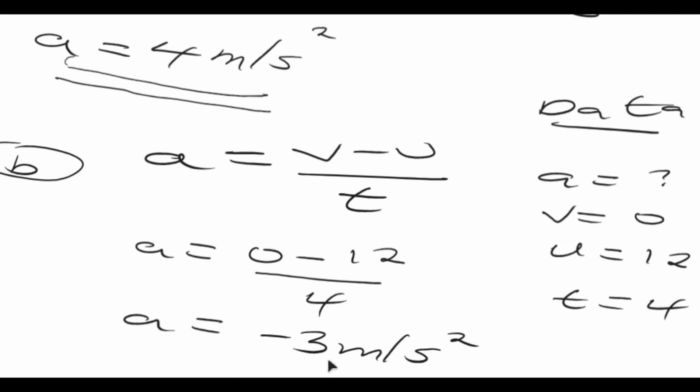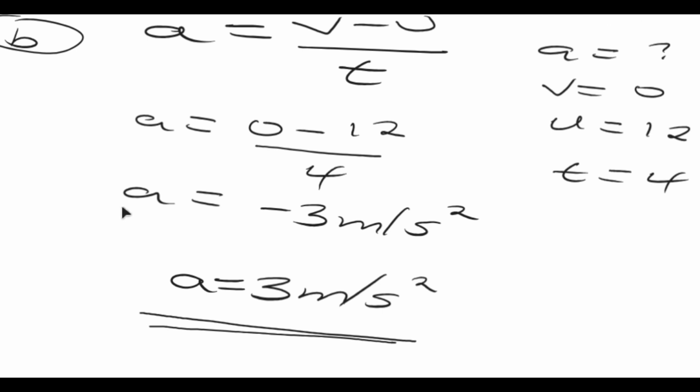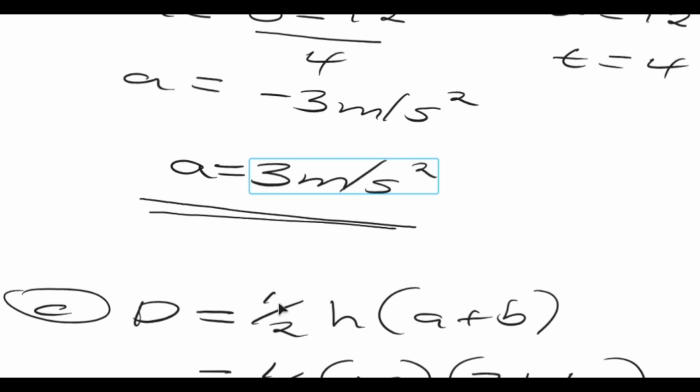Then doing our calculations there, we find that deceleration is equal to negative 3 meters per square second. But remember, when we just say deceleration, then we mean negative of acceleration. So we remove this negative and we find that as an answer.